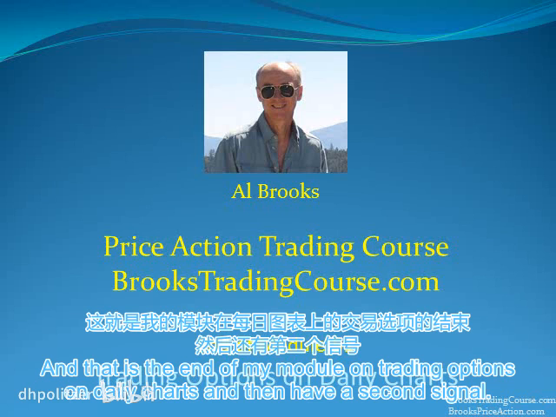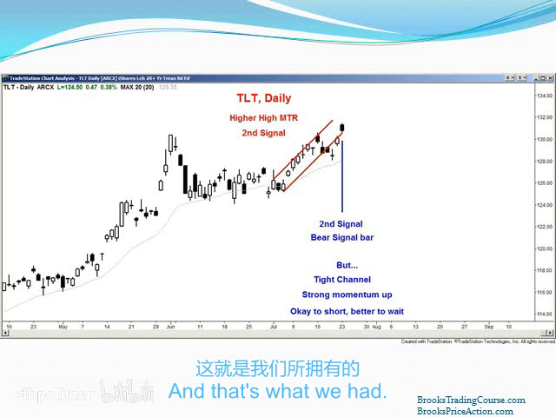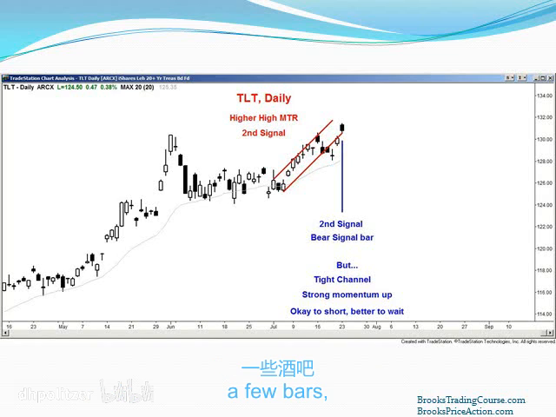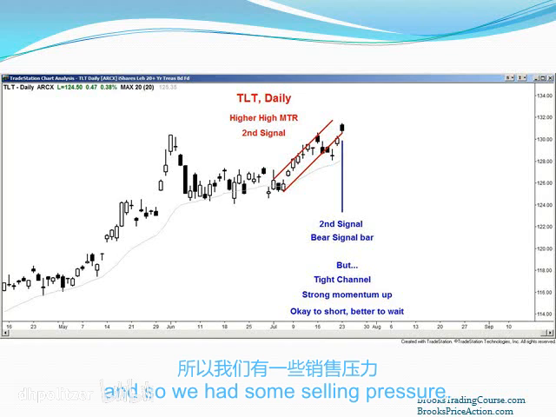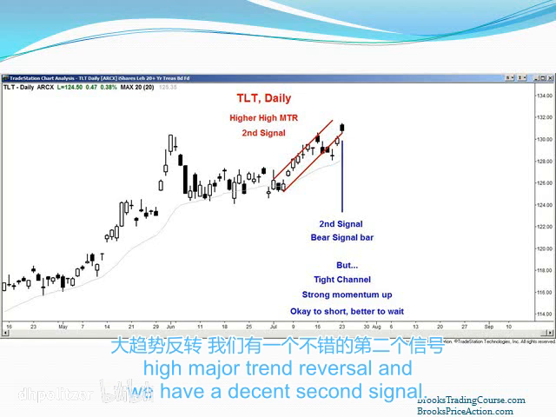And that is the end of my module on trading options on daily charts, and then have a second signal. And that's what we had. We had the channel. We broke through the tight channel for a few bars, and so we had some selling pressure. And now we have another bear bar. So now we have a higher high major trend reversal, and we have a decent second signal.